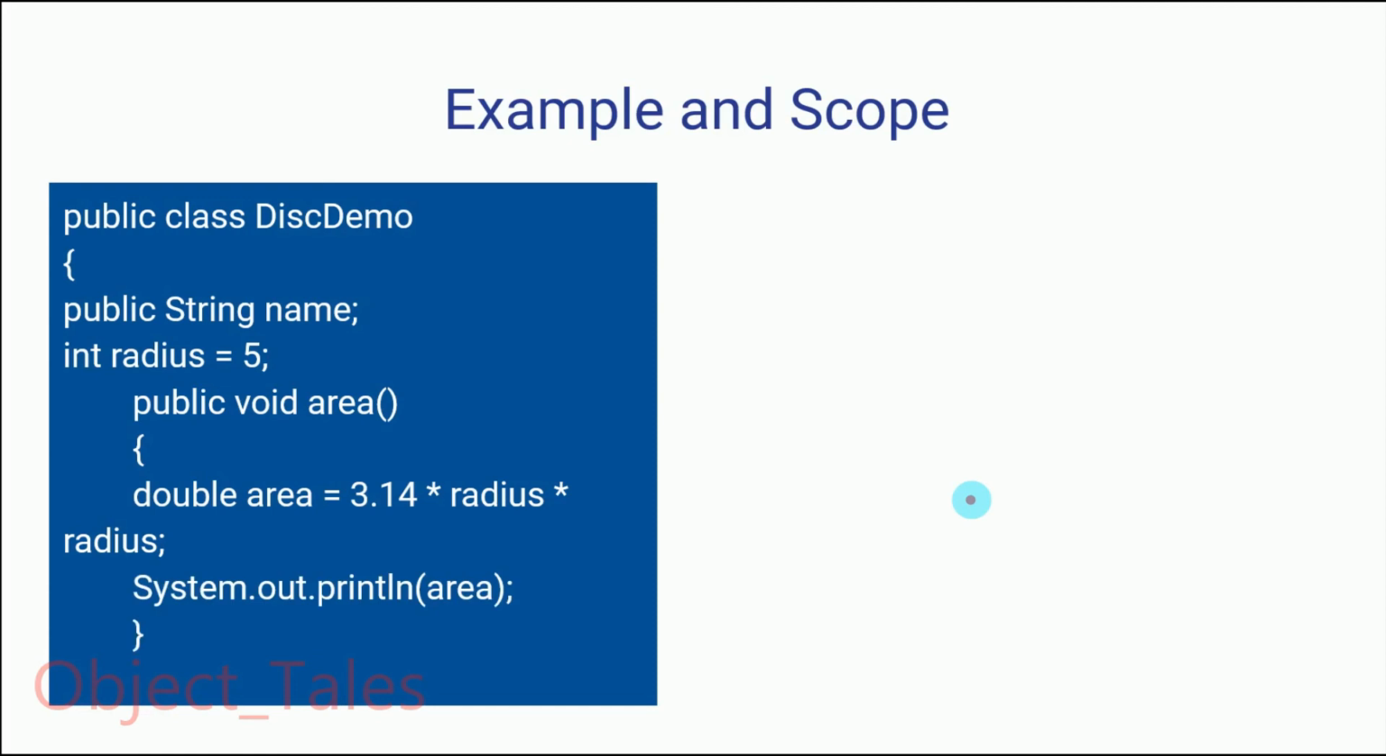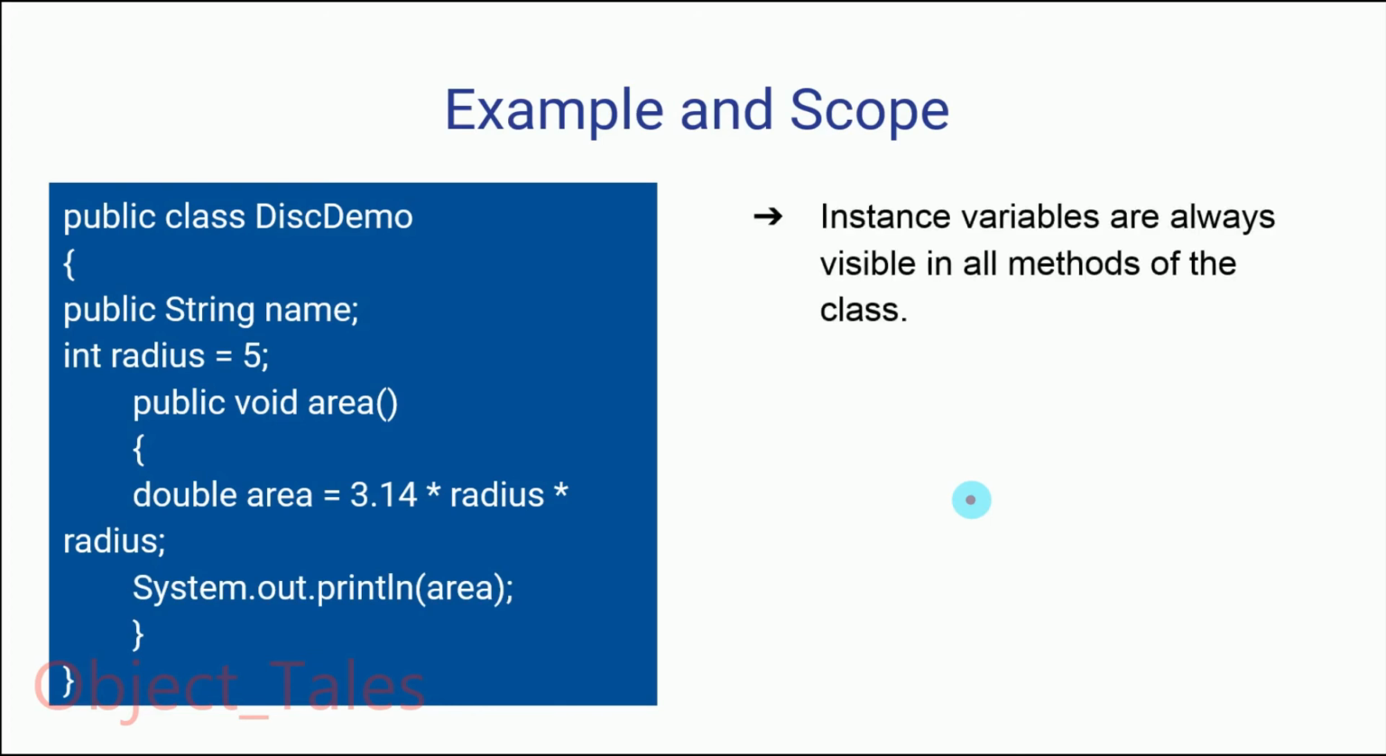What happens in this? As you can see, public string name is public. It is also an instance variable. Int radius equal to 5 is also an instance variable. Now I will explain step by step. Instance variables are always visible in all methods of the class. As you can see, there is int radius equal to 5, but I can access radius here also. This is the first line's meaning.